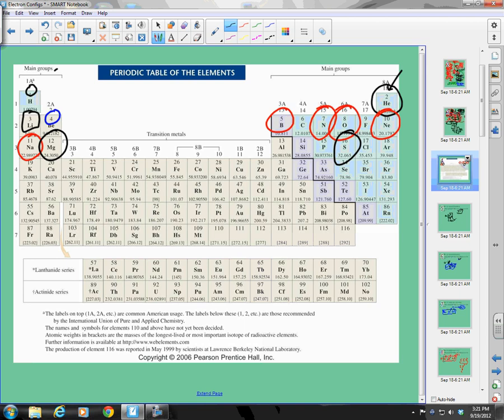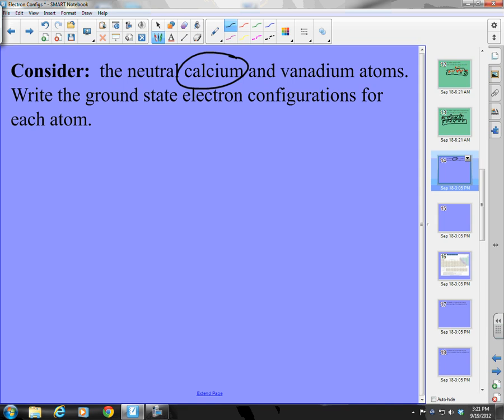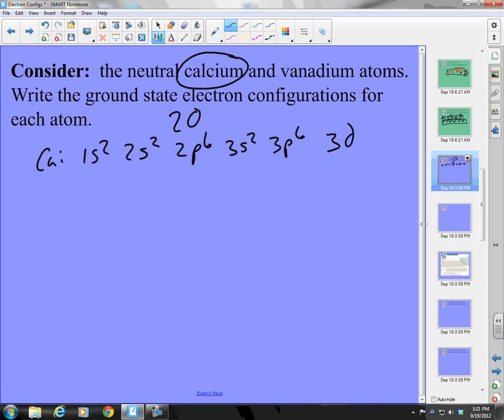Here's calcium. I have 20 electrons that I want to place. Are you ready? Here we go. Calcium, 20 electrons. 1s2, 2s2, 2p6. It's 10, right? 3s2, 3p6. Okay, what comes after 3p6? 3d what? Okay, 10, and what do you say, 3d2? How many of you guys think 3d2?